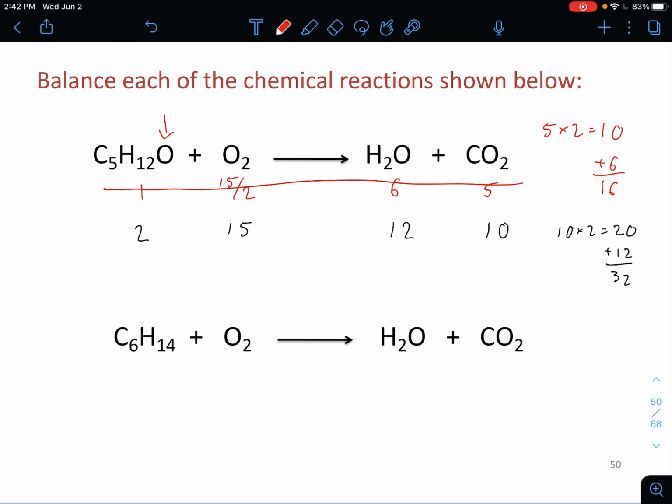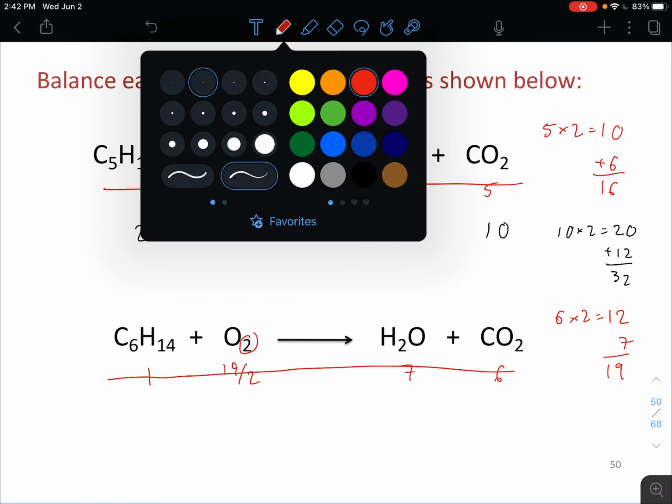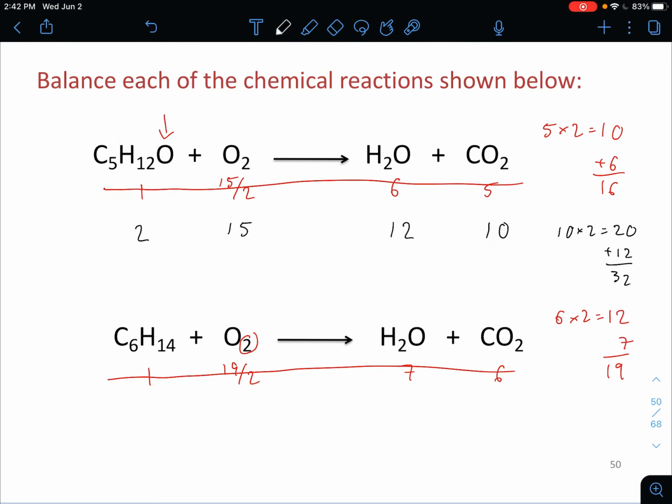Totally up to you. Okay, one more time here. 1, 6, 7. We total up our oxygens again. 6 times 2 is 12, plus 7, that's 19. So now we're kind of in the same spot where I've got O2, but I need to make it work out. So you can either start over or say, well, that's 19 over 2, and I can clear it out by multiplying by 2. Most people don't like to do it that way, but totally your choice. So once you see that it's not going to work out with whole numbers, come back with a 2.